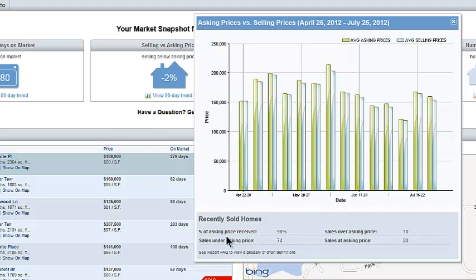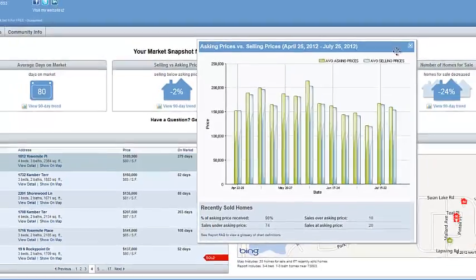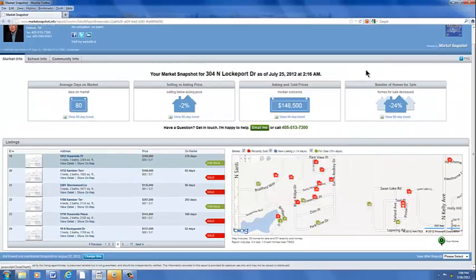This section also has this little table down here to describe the asking and selling price relationship of all the sold properties during the time frame that we're looking at. So that's some pretty valuable information.